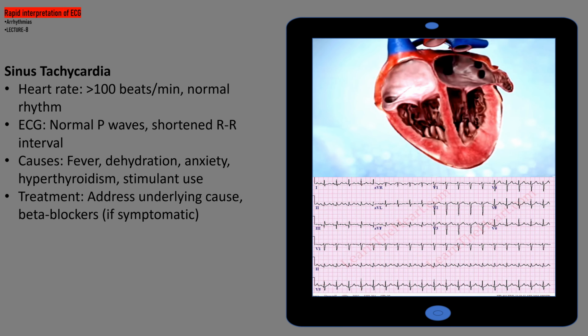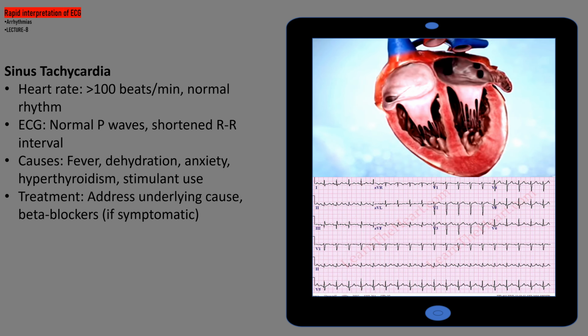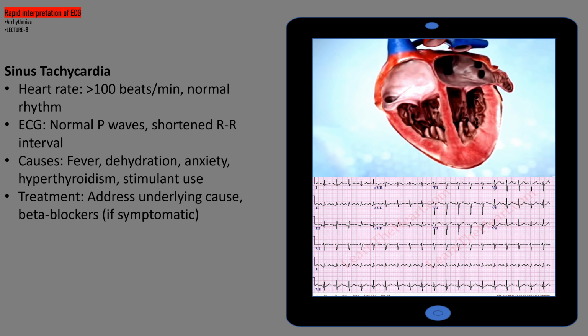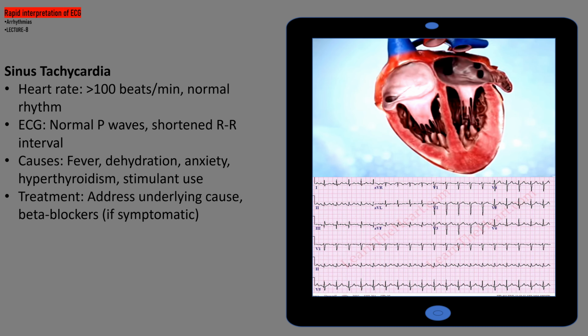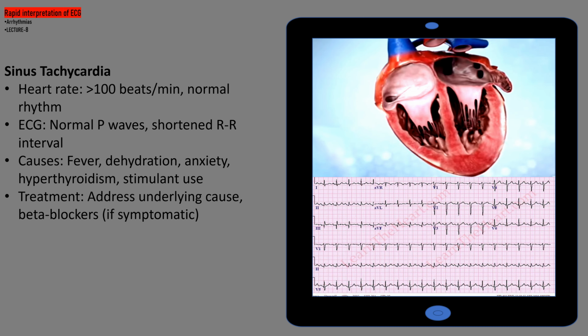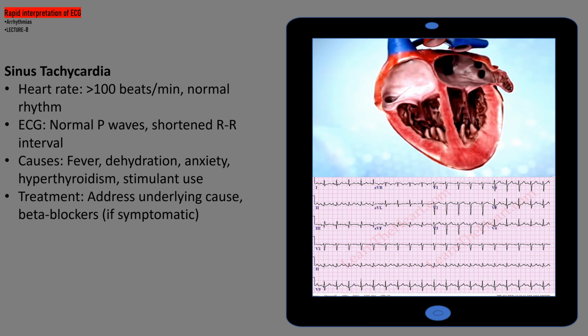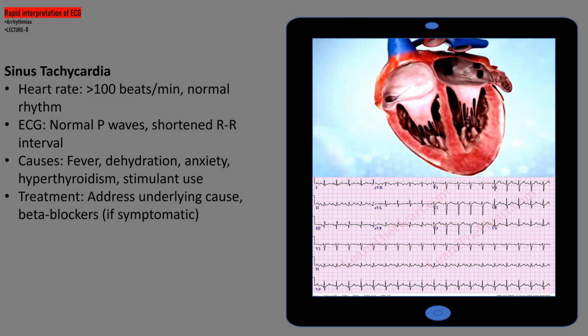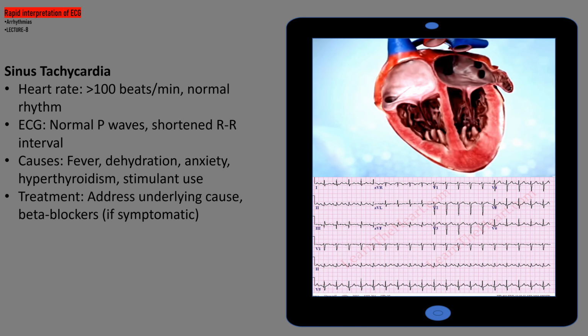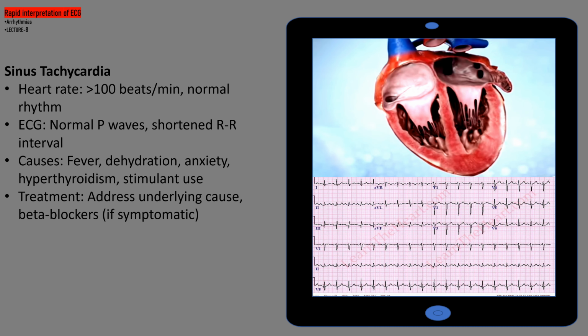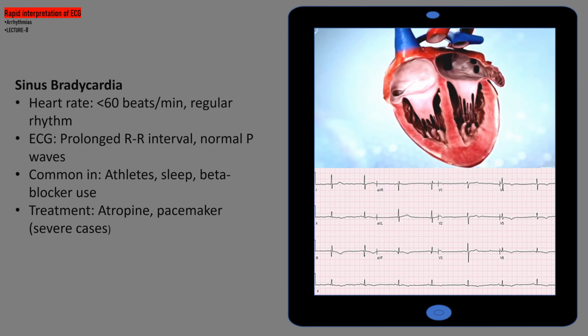Sinus tachycardia. Sinus tachycardia is a condition where the heart rate exceeds 100 beats per minute while maintaining a normal rhythm. The ECG shows normal P waves preceding each QRS complex with a shortened RR interval. When the heart rate exceeds 250 beats per minute, sinus tachycardia is classified as supraventricular tachycardia, SVT. Causes include fever, dehydration, anxiety, hyperthyroidism, or stimulant use. Treatment involves addressing the underlying cause, and beta blockers may be considered in symptomatic cases.